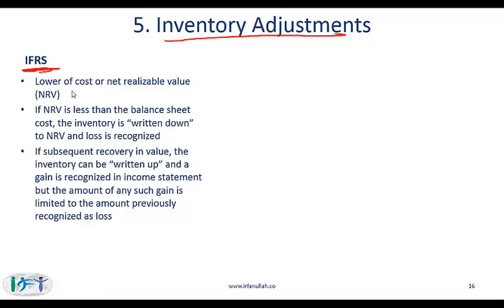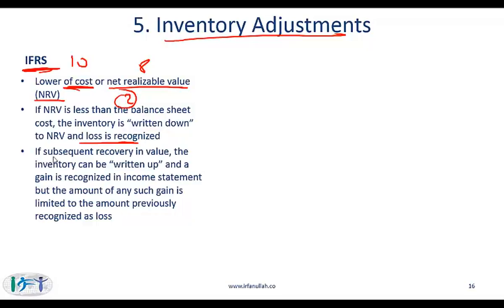IFRS says that on your balance sheet, the inventory number must be the lower of cost or net realizable value. What is net realizable value? This is the value at which you can sell minus any selling cost. If your cost was 10 and the net realizable value is 8, then you need to write down to 8. The difference between 10 and 8 is 2. This 2 is shown as a loss on the income statement.